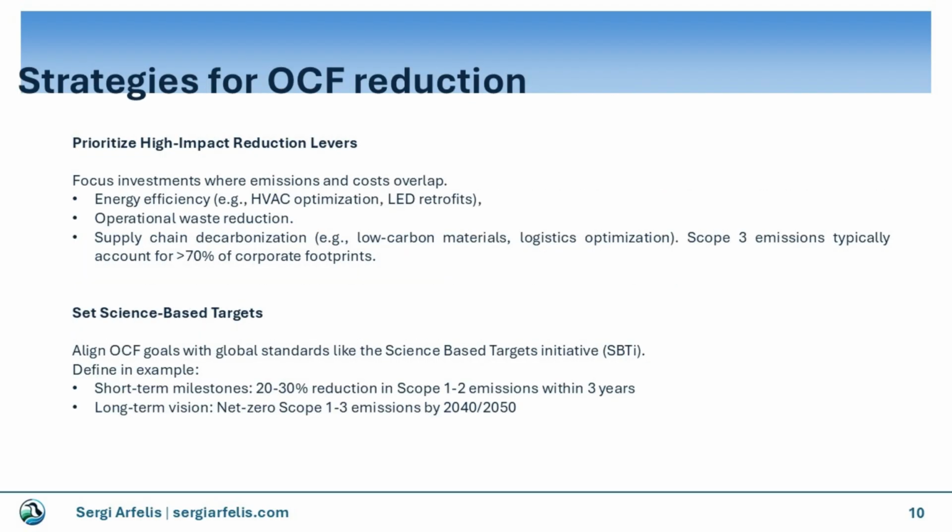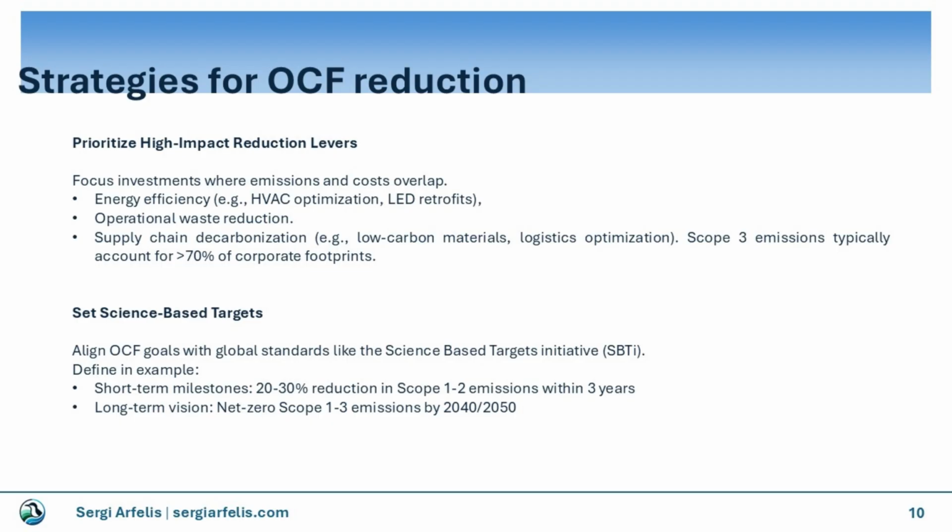Now we're getting to the heart of the matter: how to actually reduce your company's carbon footprint. As mentioned in the previous slide, the key principle here is to focus your efforts where they'll have the biggest impact, both for emissions reduction and for your business. Energy efficiency is a perfect example. Upgrading your HVAC systems or switching to LED lighting not only reduces your Scope 1 and 2 emissions but also lowers your energy bills.